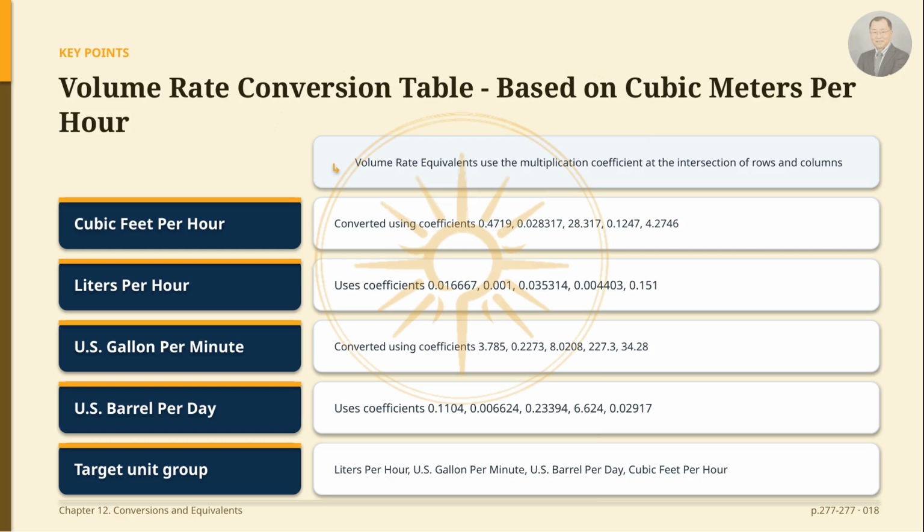This slide is the volumetric flow rate conversion table, or volume rate equivalence.